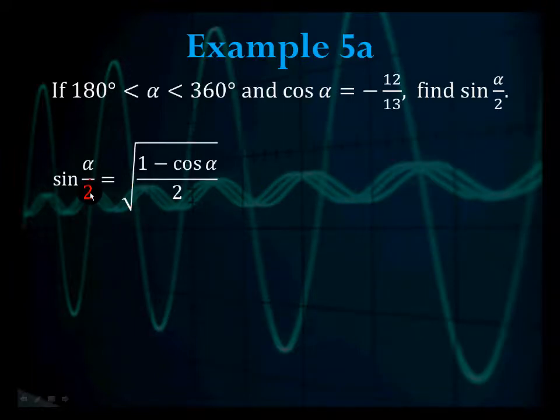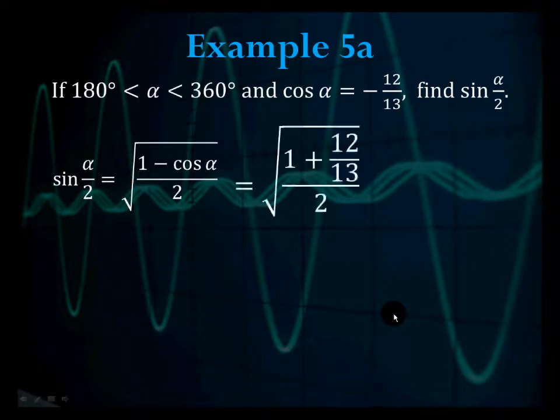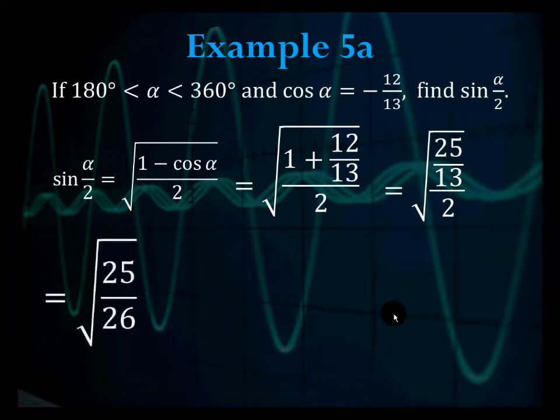Sine of alpha over 2 equals the square root of 1 minus cosine alpha all over 2. Well, we know the cosine alpha here, we just have to plug it in, and because sine is positive in quadrant 2, we leave the positive sign in front of the square root. So let's plug in some numbers. That is equal to 1 plus 12 over 13 over 2, which is 25 over 13 over 2, which is 25 over 26, which is equal to 5 over the square root of 26.